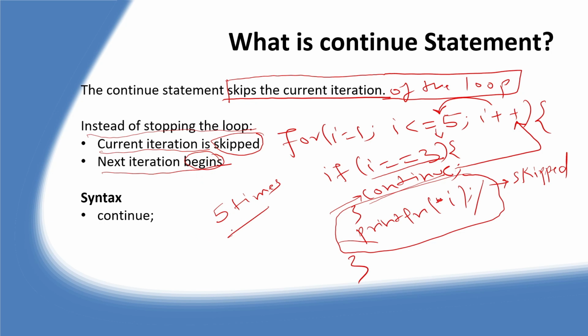So in this example, we have seen i iterating for 1, 2, 3, 4, 5, that is 5 iterations, and we wanted to skip the third iteration. So we added one condition, if i equal to 3, and inside that if block we added the continue statement. So the remaining lines of code on the third iteration are skipped and it moved on to the next iteration.